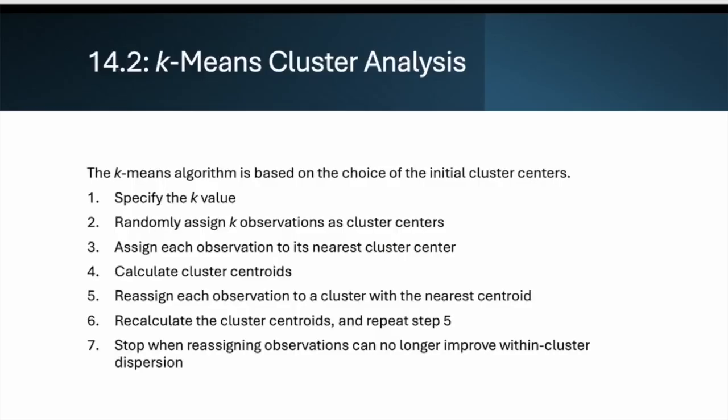This is the algorithm that we are going to follow when working with k-means cluster analysis. Specify the k-value, randomly assign k observations as cluster centers, assign each observation to its nearest cluster center, recalculate the cluster centroids or calculate them for the first time, reassign each observation to the cluster with the nearest centroid, recalculate the centroid again for each cluster, and keep repeating until you can no longer improve the within-cluster dispersion.